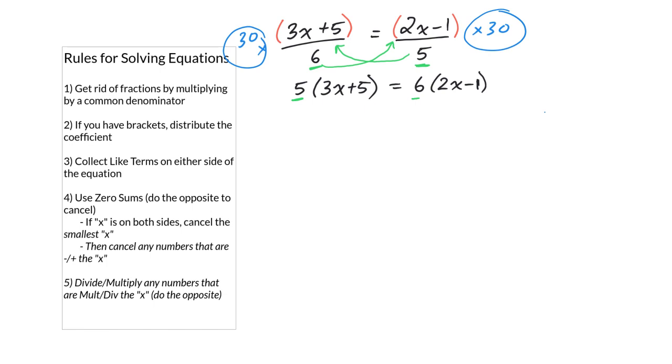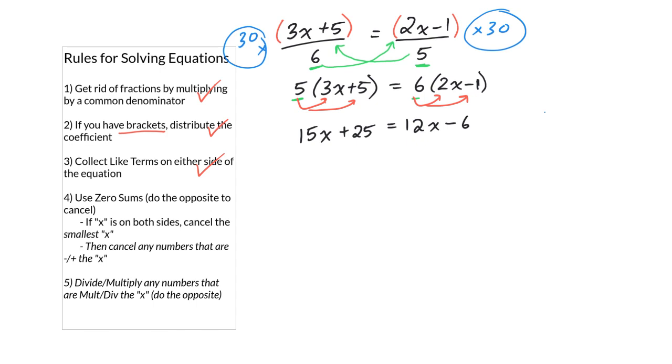So we multiplied both sides by 30. We ended up with 5(3x plus 5) and 6(2x minus 1) as either side of the equation. So step 1, get rid of fractions, done. Step 2, if you have brackets, distribute. So I'm going to take my coefficient and distribute inside of the brackets. Distribution is done. I then check to see if I can collect like terms. It doesn't look like it, so I can skip over step 3.